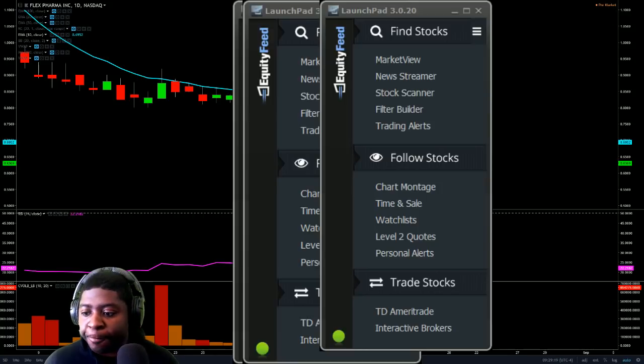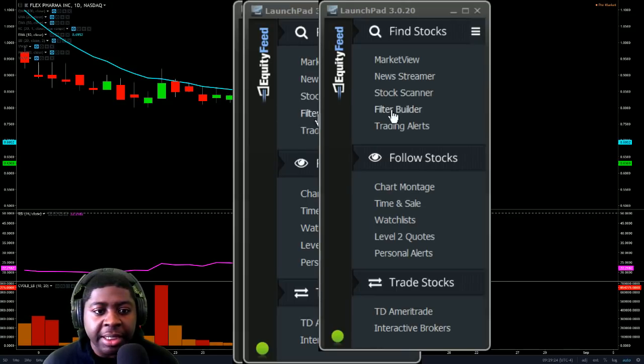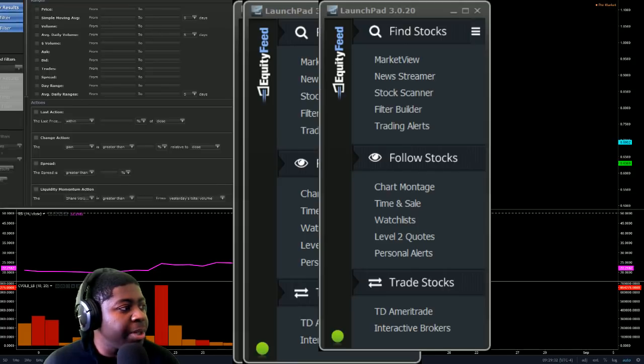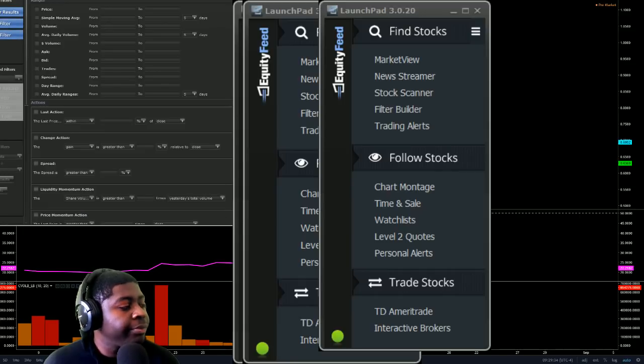All right. 1 minute to the bell. So let's go ahead and just take a look at the stock scanner. All right. Here's the stock scanner right now. And we won't be so thorough on this.